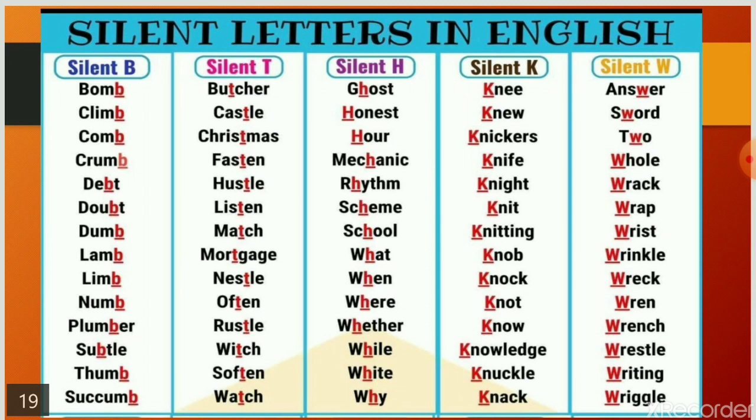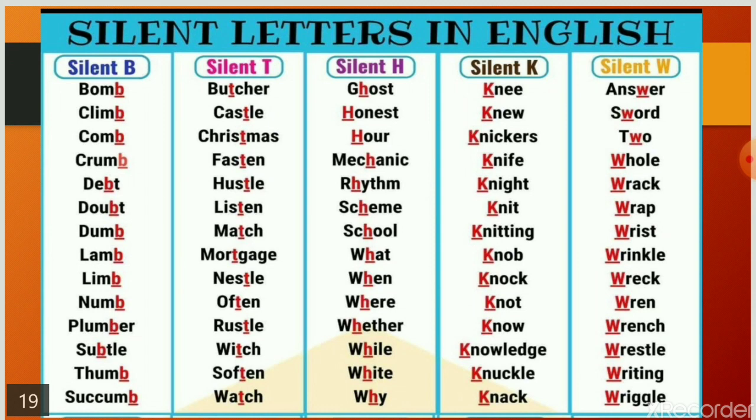Bomb, climb, comb, crumb, dumb, dome, lamb, limb, numb, plumber, subtle, thumb, succumb. Actually, plumber is very commonly used in our daily life. If you have any problem with your pipe, you say, "Call me the plumber." Plumber with the B sounded is not suitable. Here, the B of plumber is silent.